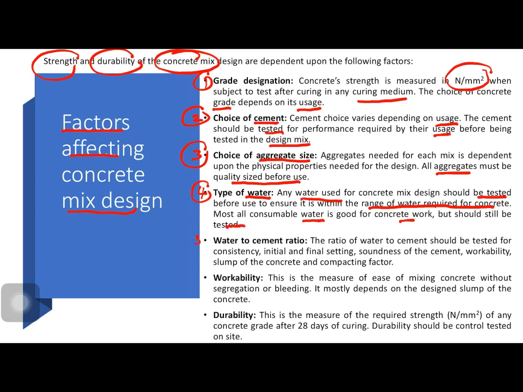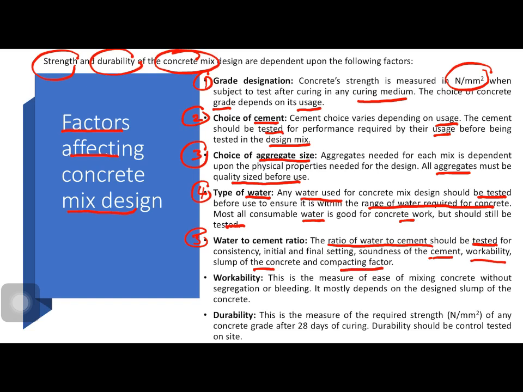And number 5, water to cement ratio. The water to cement ratio can be determined from the concrete mix design, but the ratio of the water to cement should be tested for consistency, initial and final setting, soundness of the cement, workability, slump of the concrete, and compacting factor.